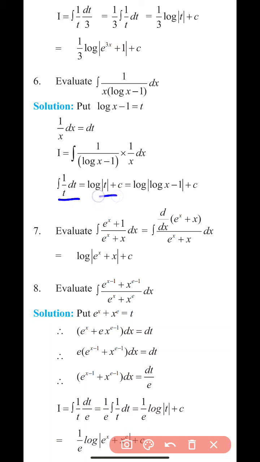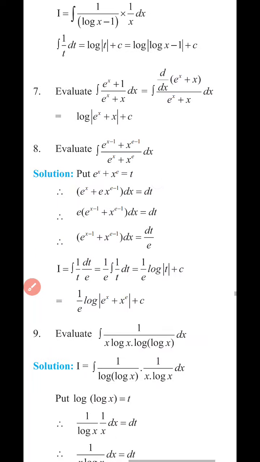Always remember, this is a mod, this is not a bracket. So always write a mod whenever there is 1 by t or 1 by x dx, or any function you're writing. You always have to write mod only, not a bracket, not a square bracket as well. It's a mod. So mod is the modulus of a function. You'll get to know it later on. So we have replaced t with log x minus 1, which we have supposed earlier, and that's it. That is your answer. You have to end the problem with C.